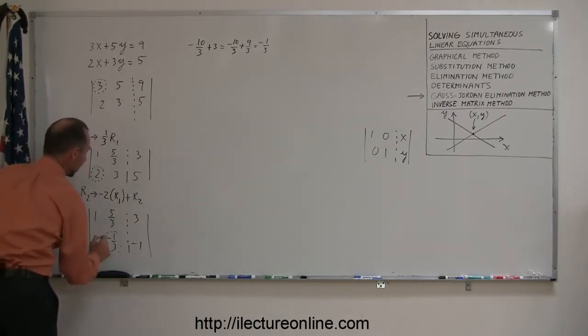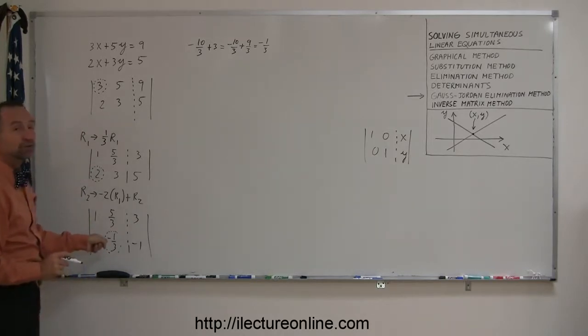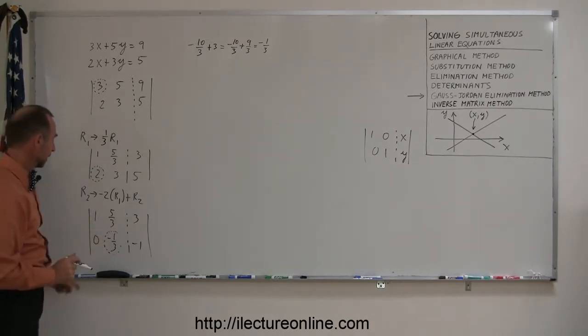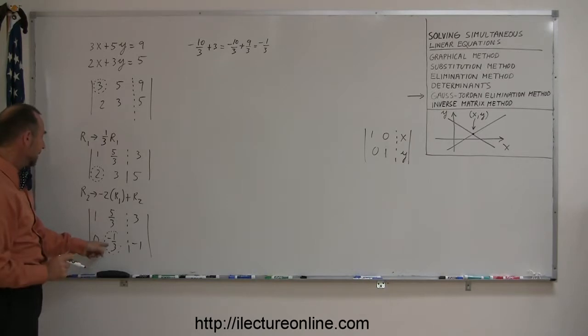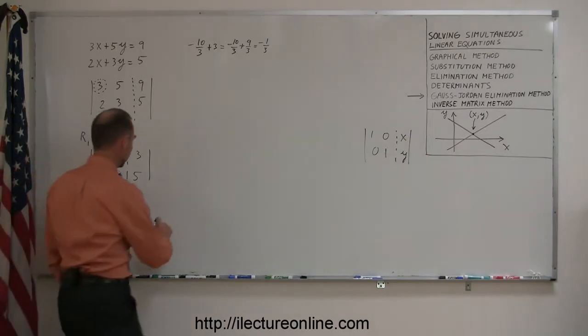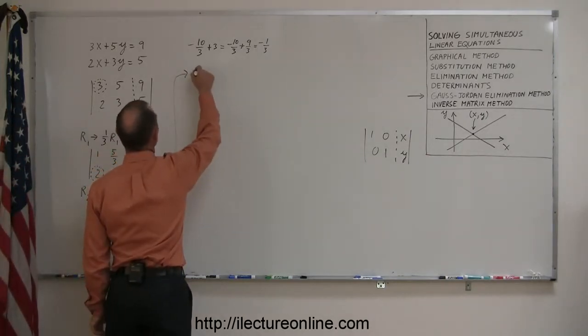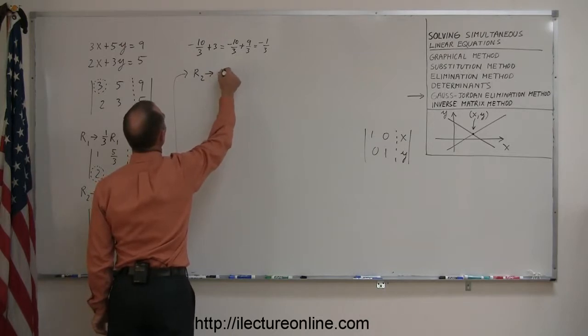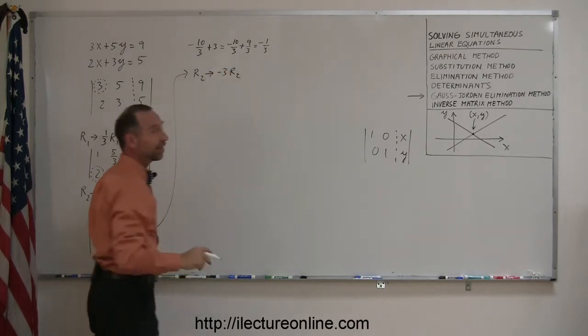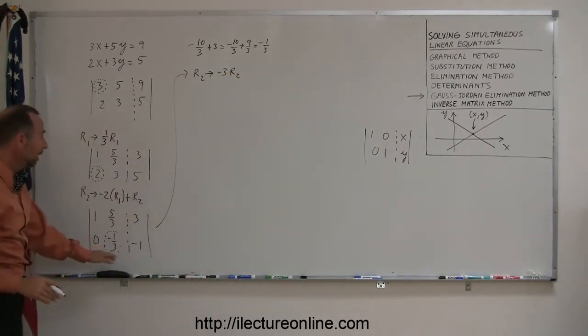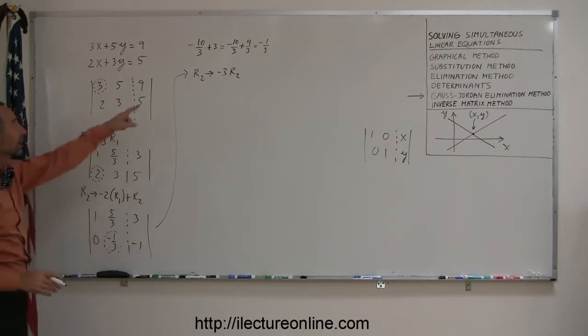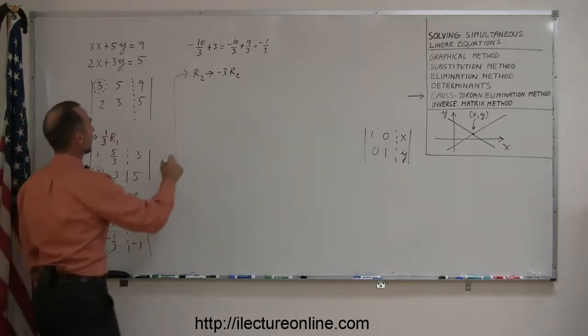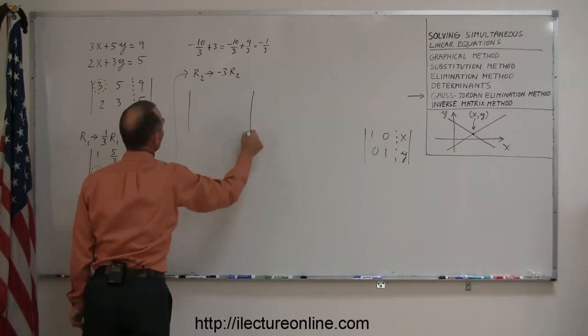I go to the second column, and I go to the number where I want to change it to a 1. To do that, I need to take this number and multiply it times a negative 3. If I multiply this by negative 3, I get 1. So that means I'm going to take my second row and replace it by negative 3 times the second row. Simply said, I'm taking the whole second row and multiplying every number in the second row by negative 3. When I do that, I get the following.